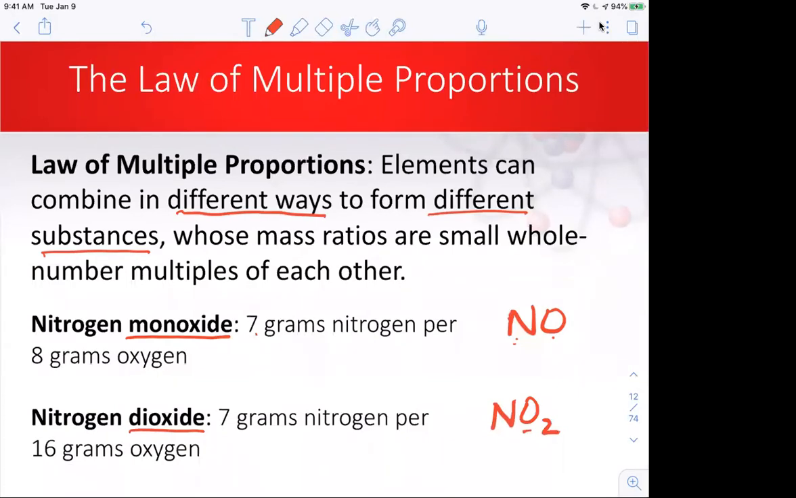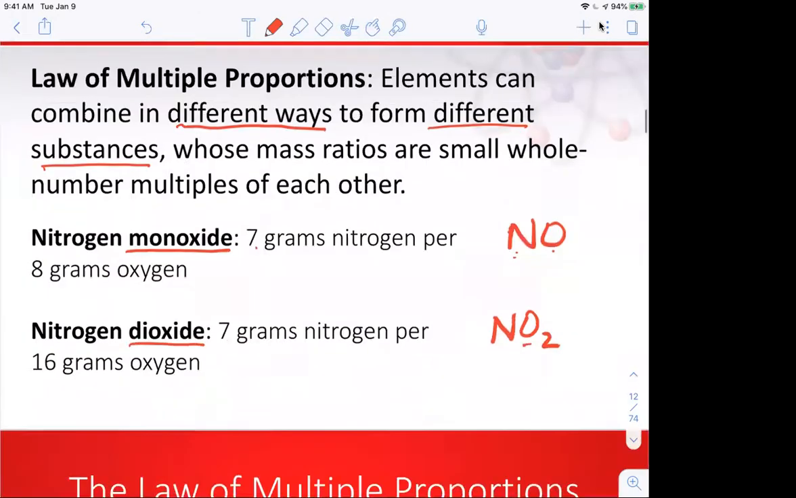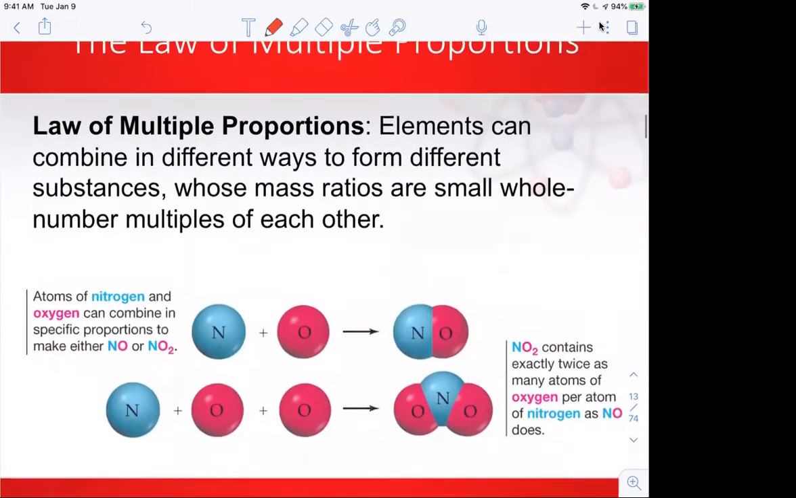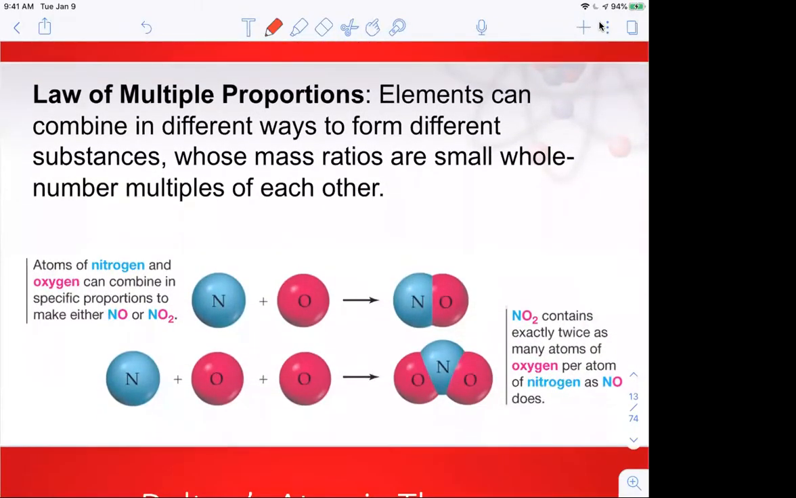But the mass ratios have to be small whole number ratios of each other. So when I get nitrogen monoxide, I have 1 nitrogen to 1 oxygen. When I get nitrogen dioxide, I have 1 nitrogen to 2 oxygen. Another way to state this is that elements can combine in different ways to form different substances, right? The mass ratios are always small whole number multiples.